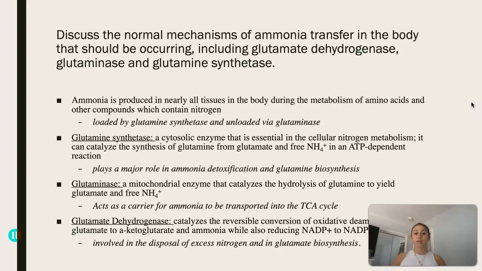Glutaminase is a mitochondrial enzyme that catalyzes the hydrolysis of glutamine to yield glutamate and free ammonia ions. It's an important reaction because glutamine acts as a carrier for ammonia to be transported into the TCA cycle. Glutamate dehydrogenase is an enzyme that serves in both catabolic and anabolic reactions. It catalyzes a reversible conversion of oxidative deamination of glutamate to alpha-ketoglutarate and ammonia, while also reducing NADP+ to NADPH. The enzyme is also involved in the disposal of excess nitrogen and in glutamate biosynthesis.